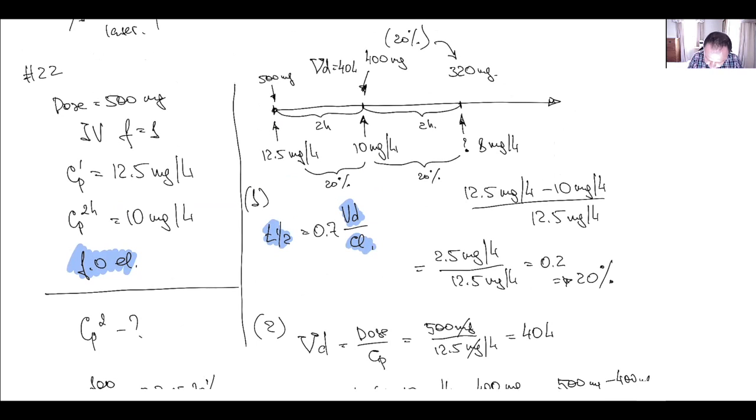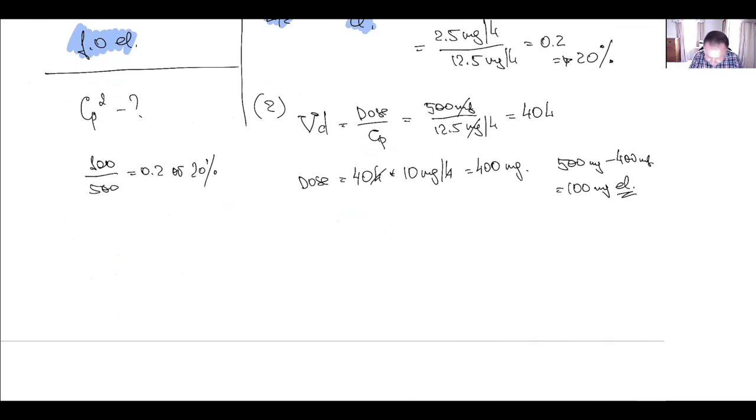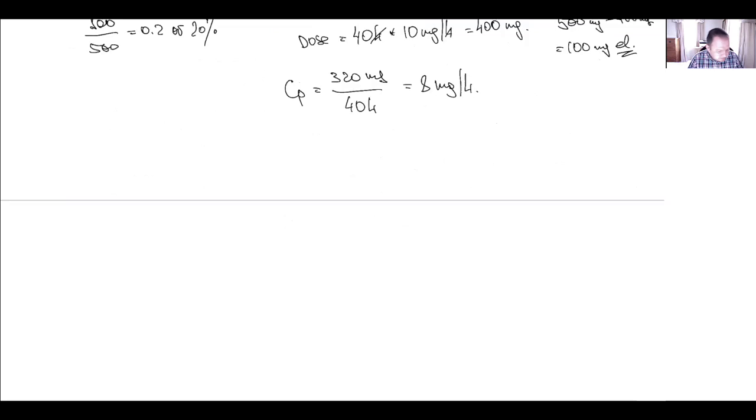So 40 plus 40 is 80, and the remaining dose will be 320 milligrams, right? Because it is 20% of 400 milligrams. And we can find plasma concentration. In this situation, plasma concentration will be dose 320 milligrams divided by volume of distribution 40 liters, and this corresponds to 8 milligrams per liter. So this is another, more complicated way to solve this task. All right, next one.